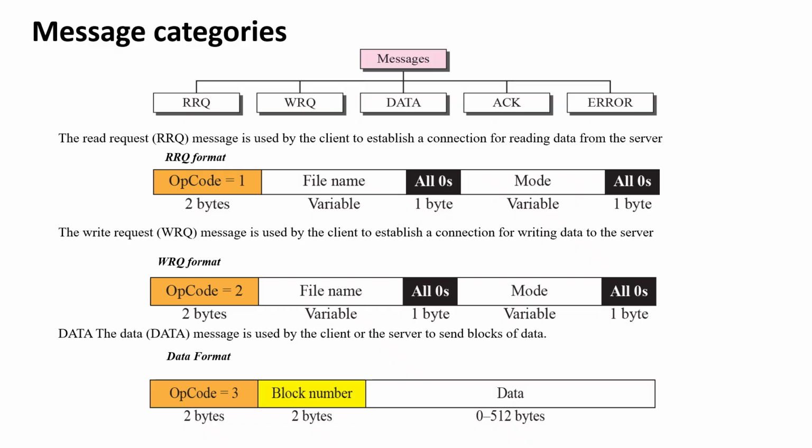To ensure reliability over UDP, the client or server sends an acknowledgement for each block received. This confirms successful delivery and keeps the transfer on track. If a problem occurs, such as a file not found, an access violation, or a disk full, an error message is sent including an error code and a short description.